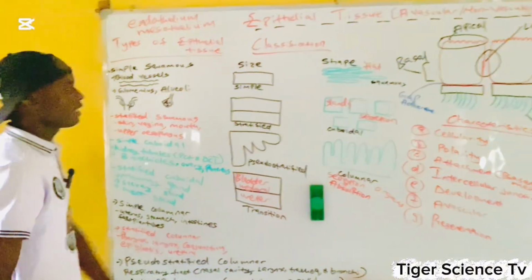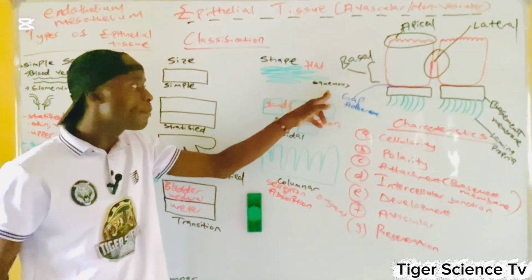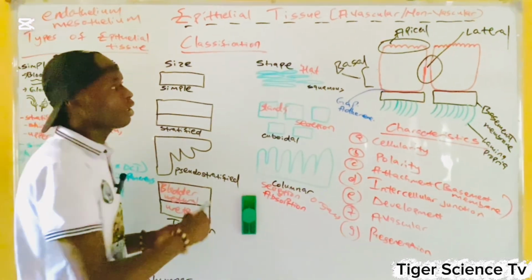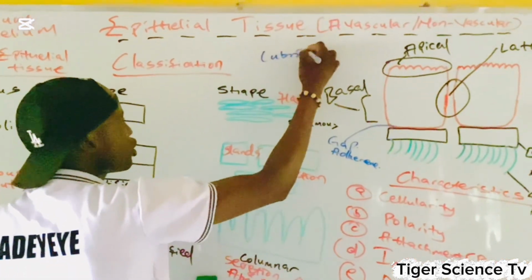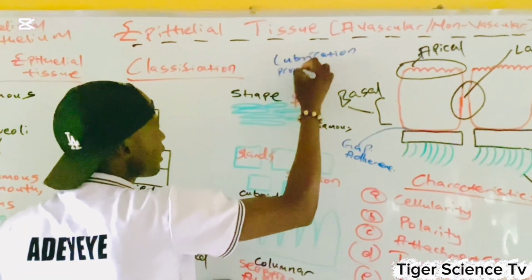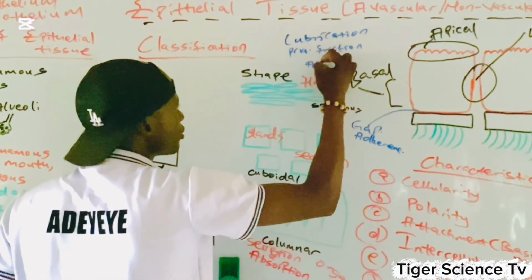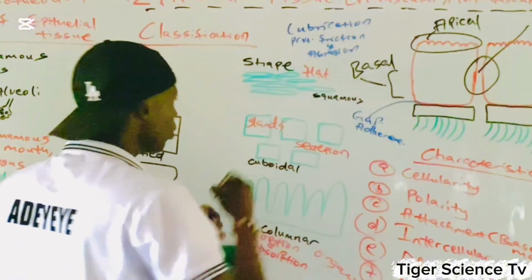Okay, so class, let's see the shape of epithelial tissue. Whenever epithelial tissue cells are flat, we call them squamous. That is flat shape. Now, what do they do? They help in lubrication, and they protect against friction and abrasion. Friction and abrasion. That is what squamous does, mostly in the body.